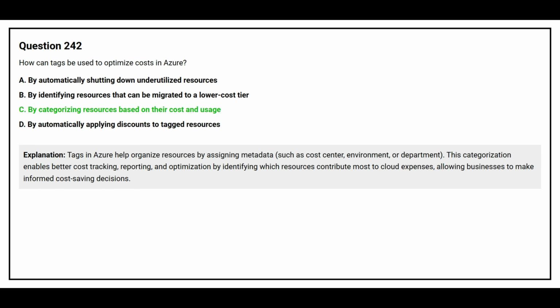Tags in Azure help organize resources by assigning metadata such as cost center, environment, or department. This categorization enables better cost tracking, reporting, and optimization by identifying which resources contribute most to cloud expenses, allowing businesses to make informed cost-saving decisions.